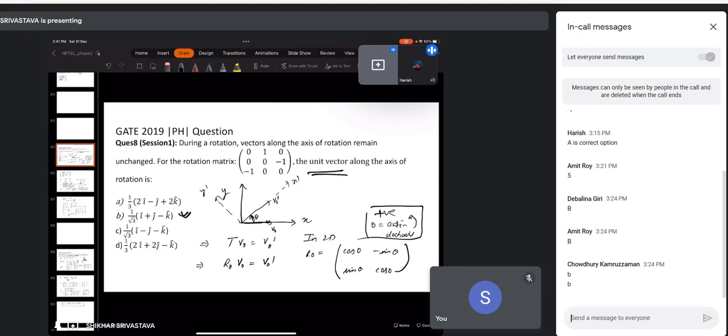Okay, Pauli matrices you are talking about. Yes, the concept is the same there also.